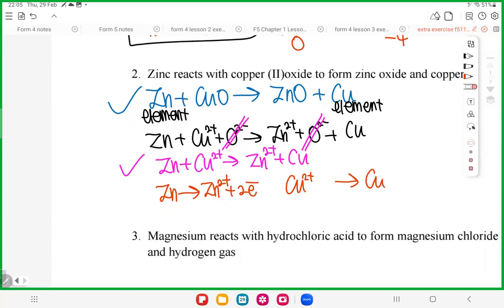The total charge here is +2. Total charge here is 0. +2 and 0, the difference is 2. So we need 2 electrons. Where to put the 2 electrons? More positive side. +2 is more positive than 0. So put the electrons on the left. So we are done. I hope everyone knows step by step how we are going to get this equation.